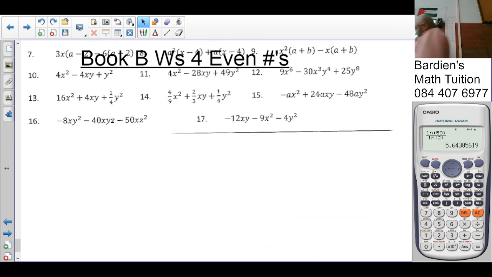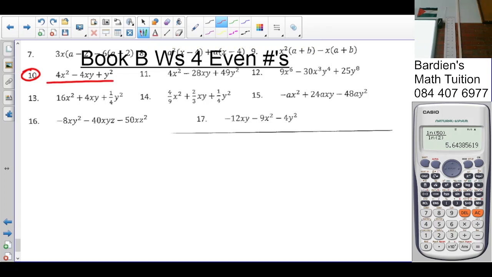Let's look at number 10. What is happening in number 10? What's the square root of x squared? x. What's the square root of 4x squared? 2x. What's the square root of y squared? y. There's a negative, so it's negative y. And we check if the middle term is square. So 2x times negative y times 2 is negative 4. Number 12. Nothing common there.